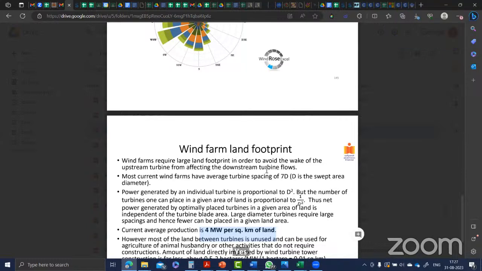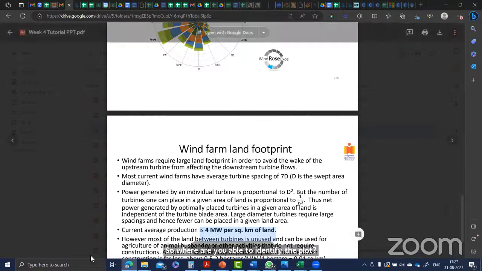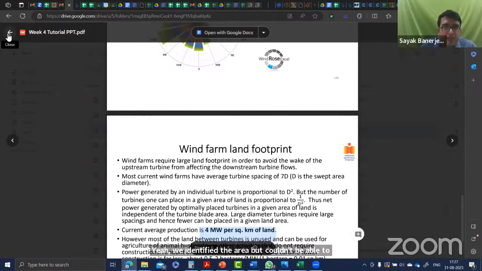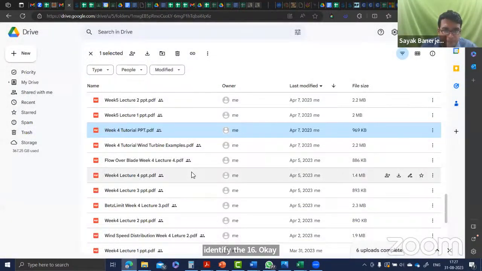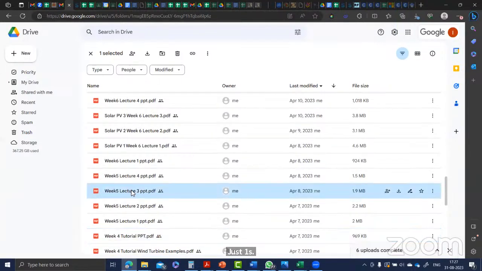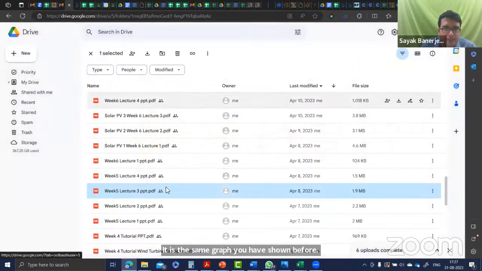Okay. So were you able to identify the plot where this was given? Yeah, we identified the area, but couldn't identify it. That is right. Just 1 second. It is the same graph you have shown before. Correct. I'm just trying to find it again.